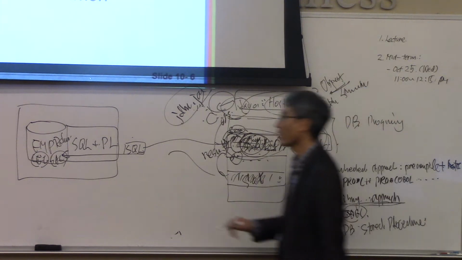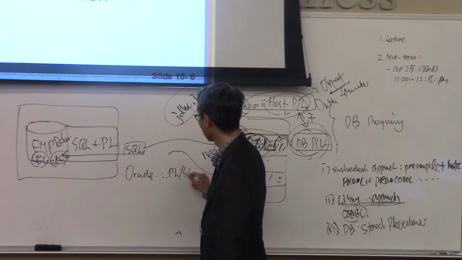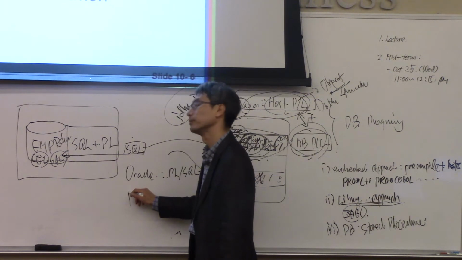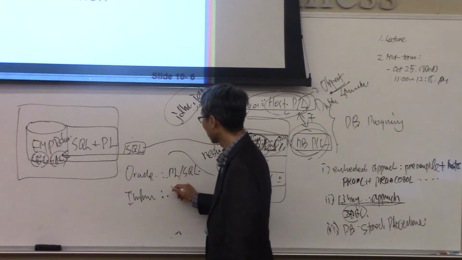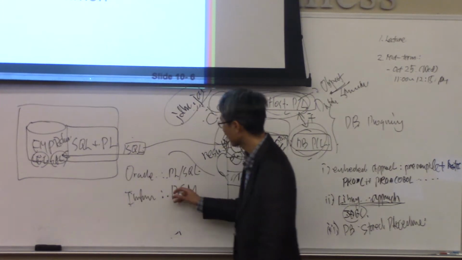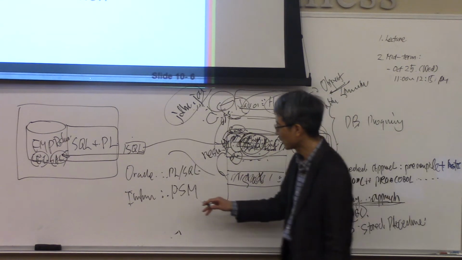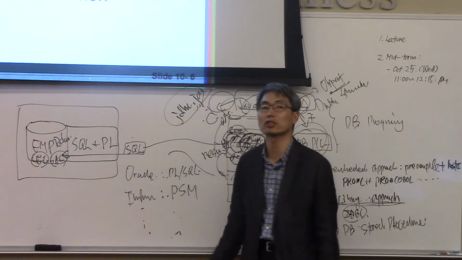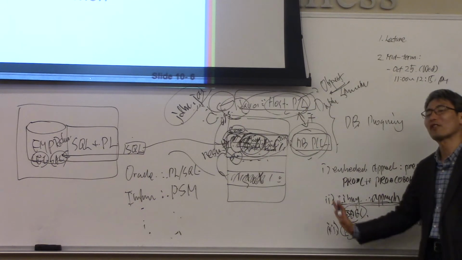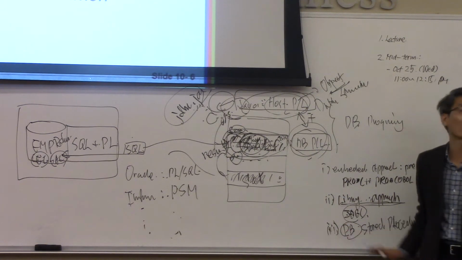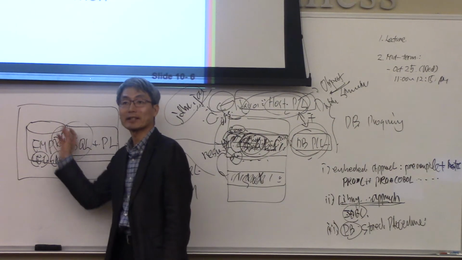For example, Oracle has PL/SQL, and Informix has PSM, procedural stored module, something like that. Each DBMS provides such a stored procedure. It's database side, but it's not perfect. For example, there is no graphical user interface, and it is always running on the server side, the database side.